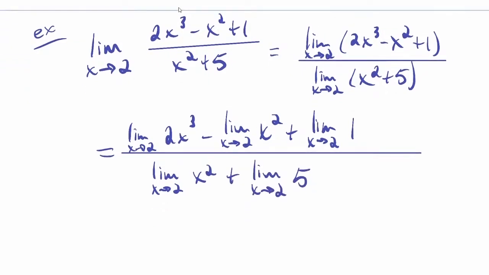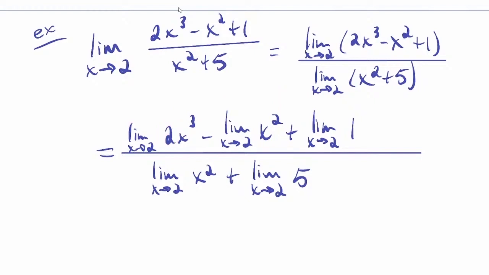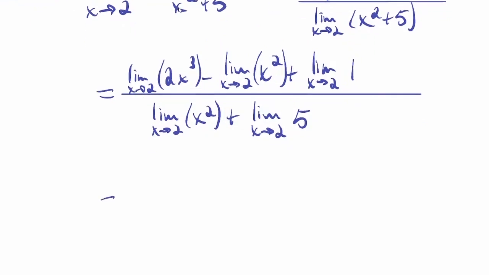Okay, so in the numerator, this 2 can move in front. That's the constant multiple property. In this one, I can take the limit and move it inside the square, inside the exponent. So I can do this. I'm going to cut corners. Well, I shouldn't cut corners at all. I was going to cut corners a little bit, but let's just not do that.